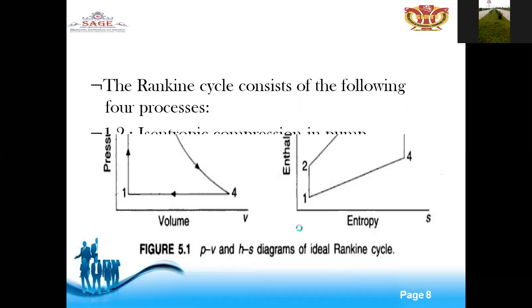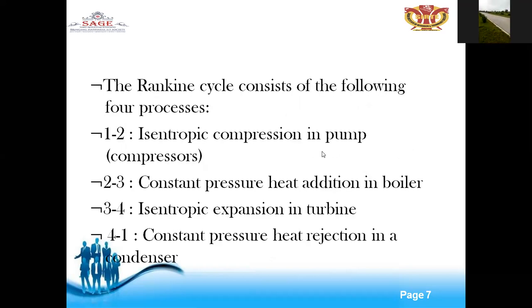These are given in the literature form also. 1 to 2 is isentropic compression in the pump. Second, 2 to 3 is constant pressure heat addition in the boiler. 3 to 4 is isentropic expansion in the turbine. 4 to 1 is constant pressure heat rejection in a condenser.